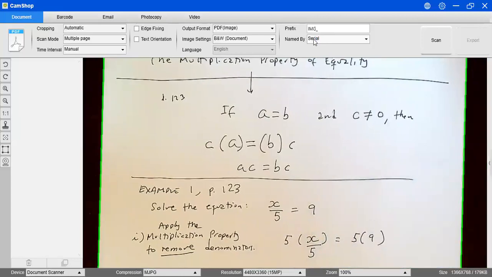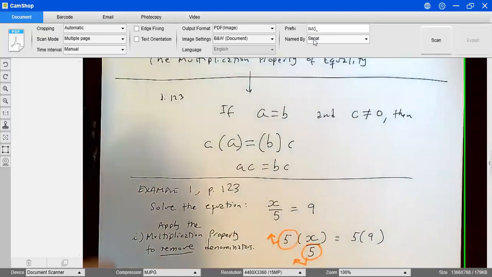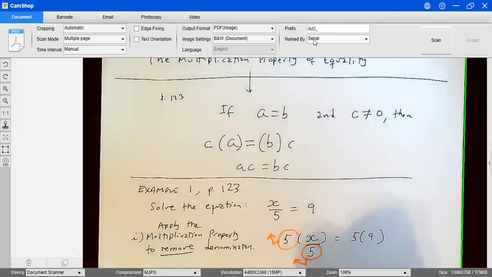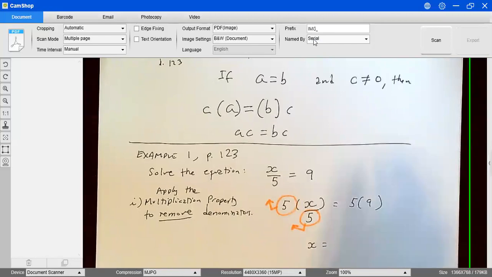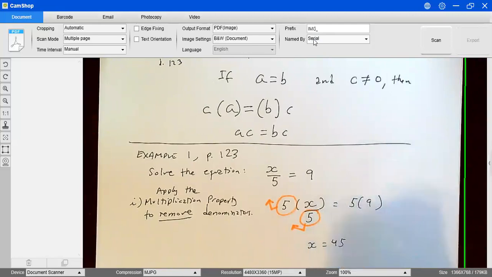So I'm multiplying both the left-hand side and the right-hand side by 5. If I do that, then I'm going to be able to remove this denominator because these two cancel each other. I'm not going to use a diagonal to indicate that I'm canceling. I'm just going to put an arrow indicating that they are going away. So you end up with x only on the left-hand side, and you end up with the product on the right-hand side. 5 times 9 is going to be 45. So this is my solution.